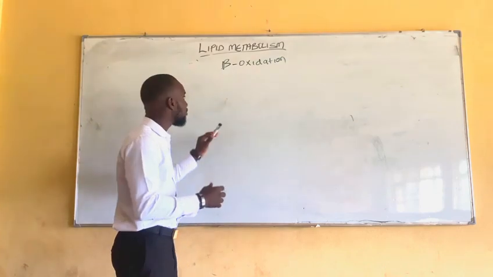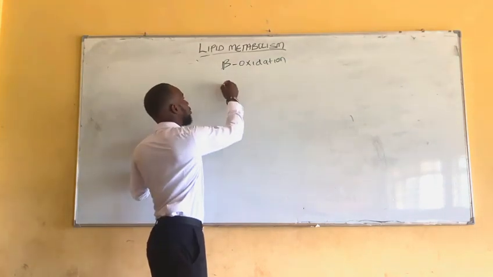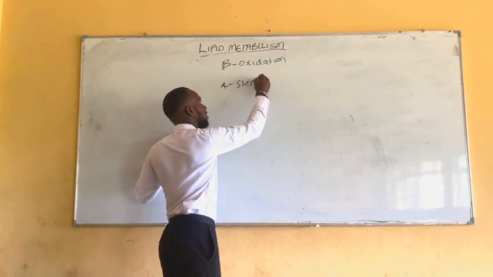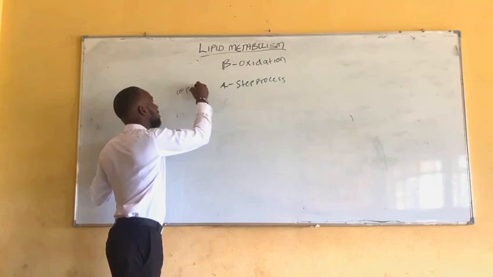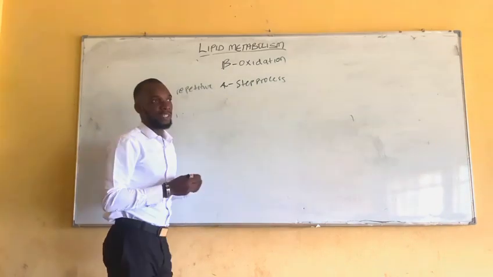So it is a four-step process. Beta oxidation is a repetitive four-step process, because it keeps going.